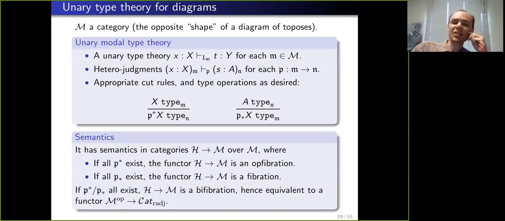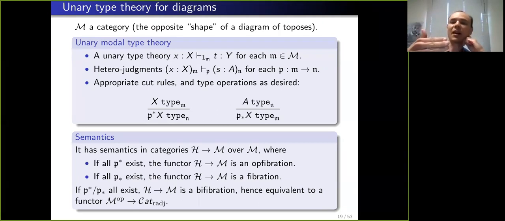And we have type operations for the P upper star and the P lower star coming from every morphism in our category M, which basically satisfy exactly the same rules that I gave before, just generalized to the category M. And the semantics of this, and here is where it's useful that I define profunctors in terms of a category mapping to the arrow category, because now we can talk instead about categories mapping to M.